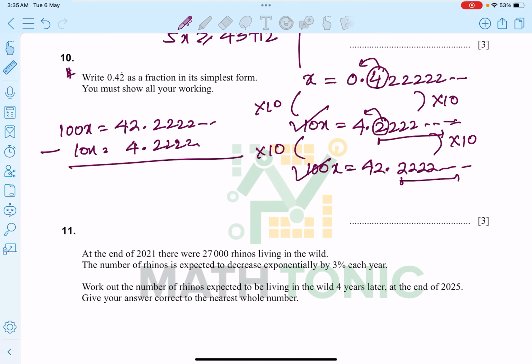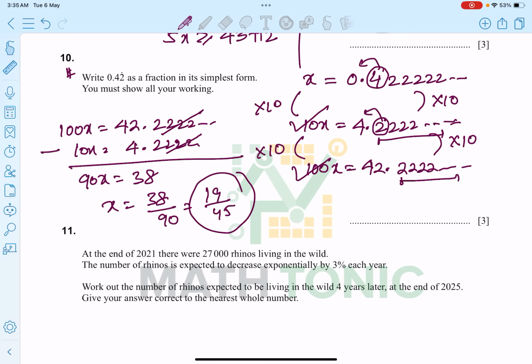Can you see this? If I subtract this, 100x minus 10x equals 90x, and these have exactly the same decimal value. So 42 minus 4 becomes 38. If I try to find the value of x, 38 over 90. If you simplify more, I think I'm getting 19 over 45, because the question is given in simplest form.